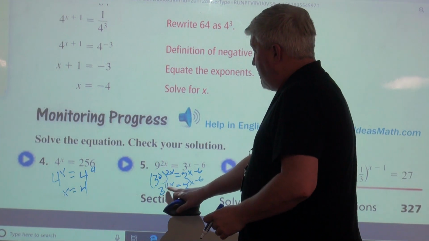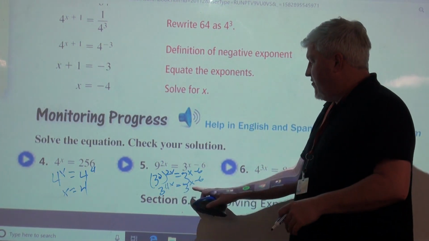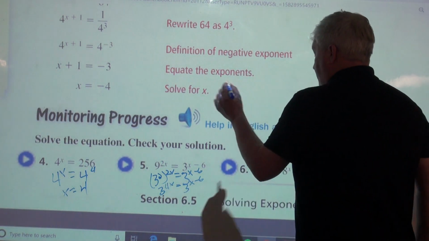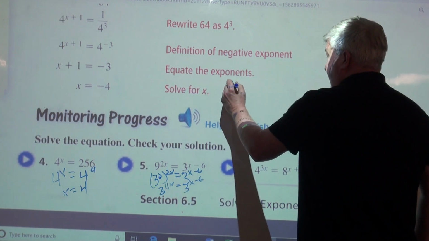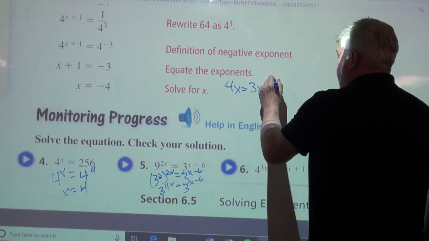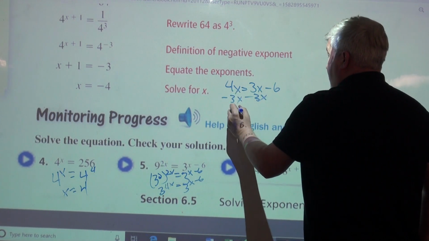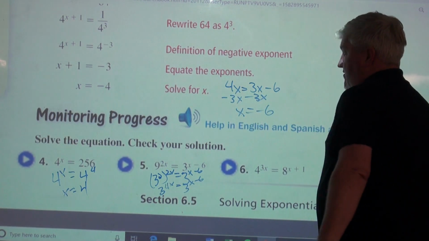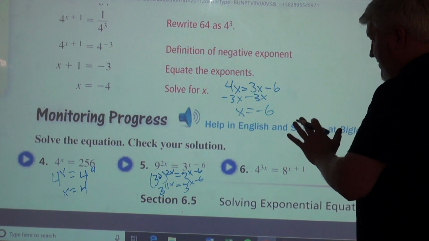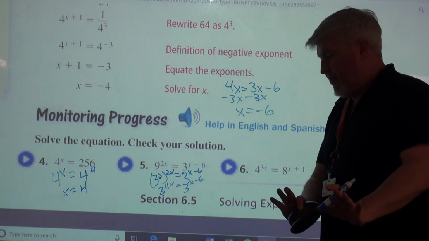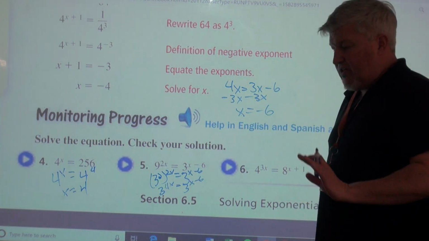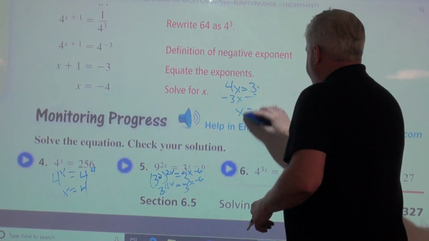I have 3 to the 4x, sorry about that, equals 3 to the x minus 6. So now set them equal to each other. 4x equals 3x minus 6, subtract 3x, and I have x equals negative 6. See if I like that. It does. That makes much more sense. My apologies. Restart if you need to. All right.